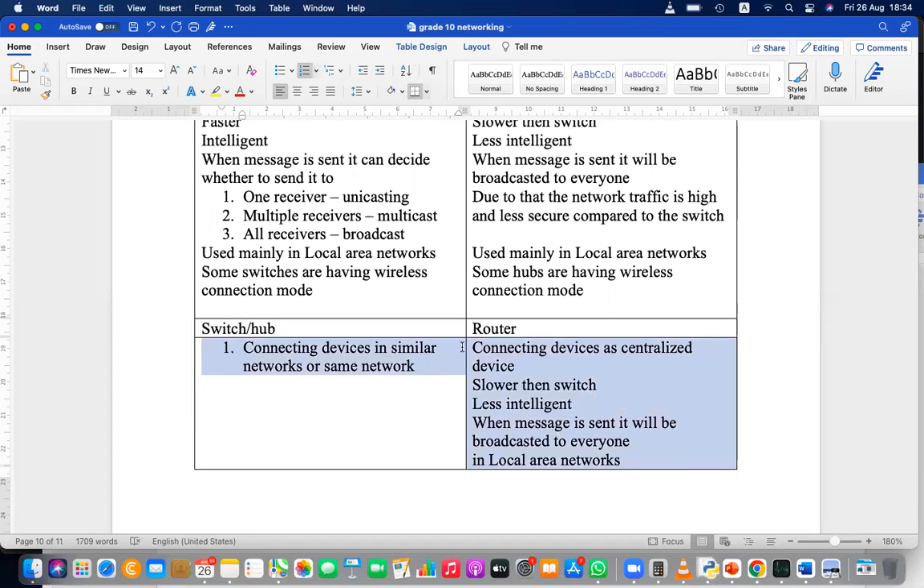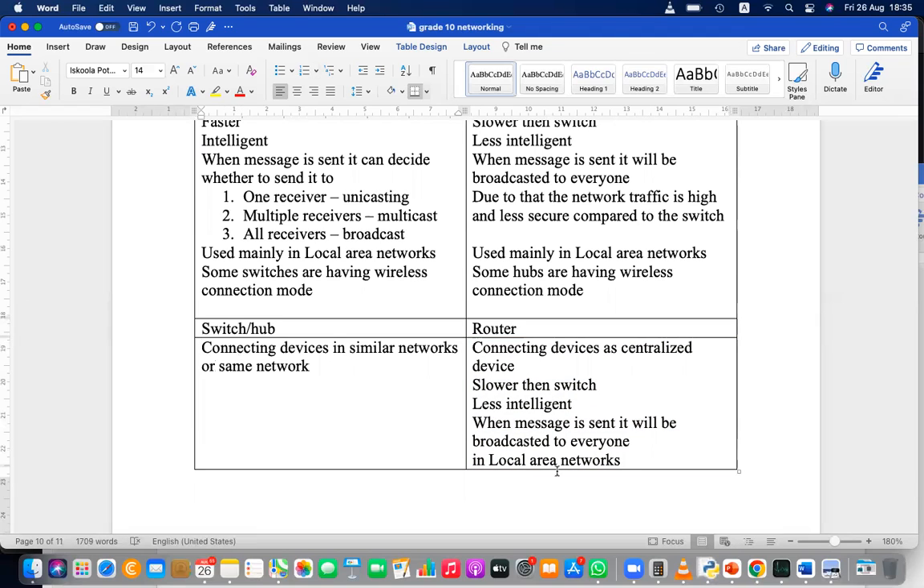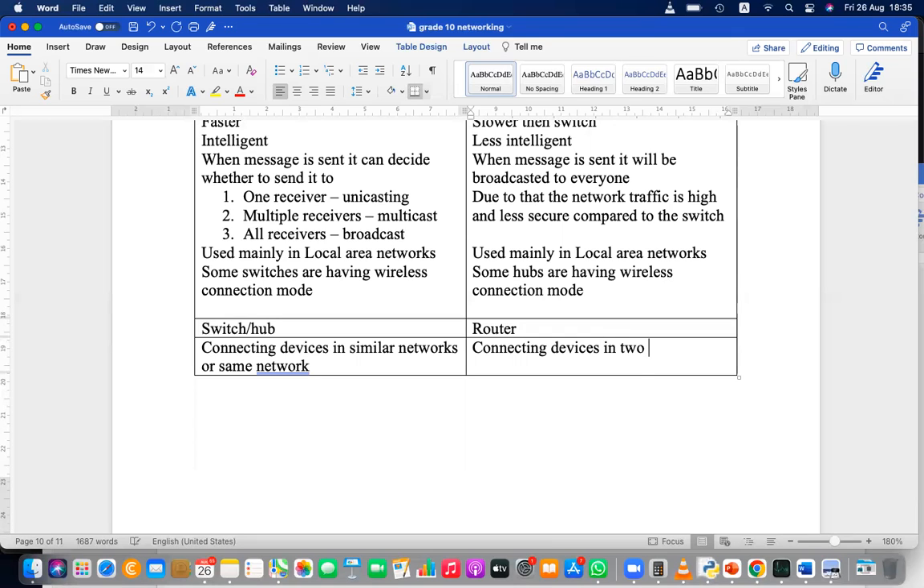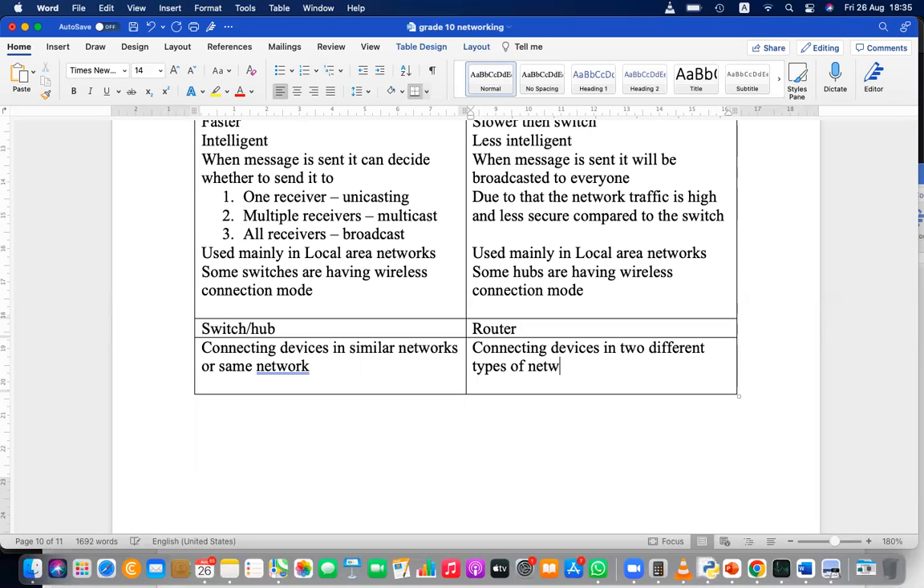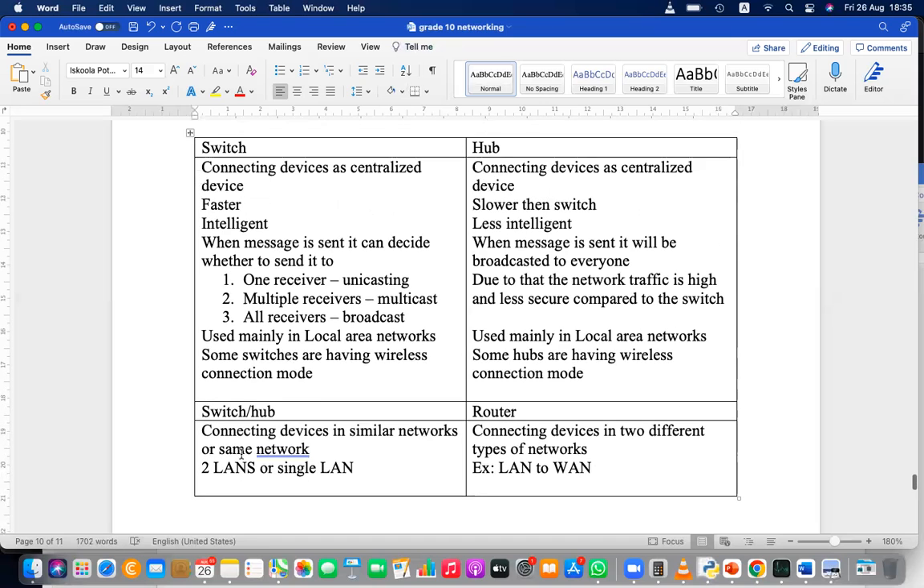But the router is connecting two different types of networks, connecting devices in two different types of networks. Example, LAN to WAN, two LANs, a single LAN. What is a LAN? I'll give that.